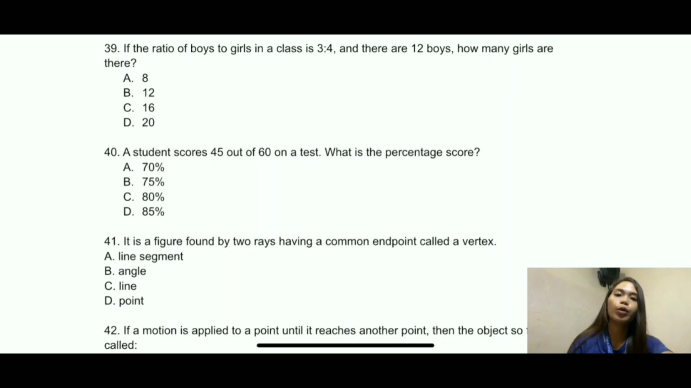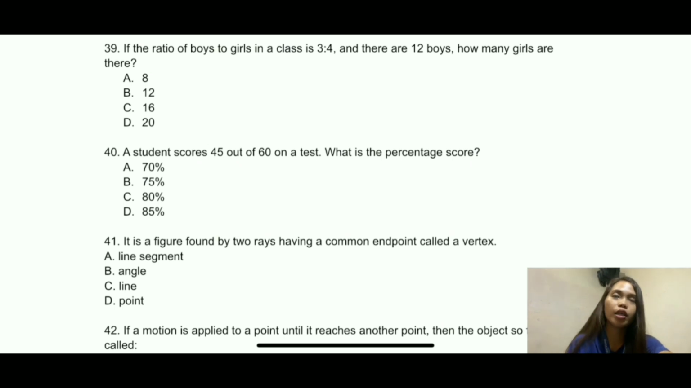And for number 41, it is a figure formed by 2 rays having a common endpoint called a vertex. Letter A, line segment. Letter B, angle. Letter C, line. Letter D, point. So the correct answer for number 41 is letter B, angle. So why is it angle?